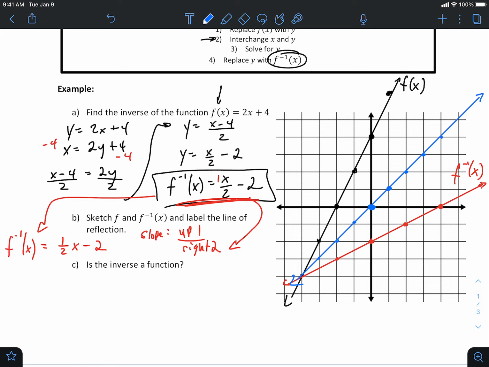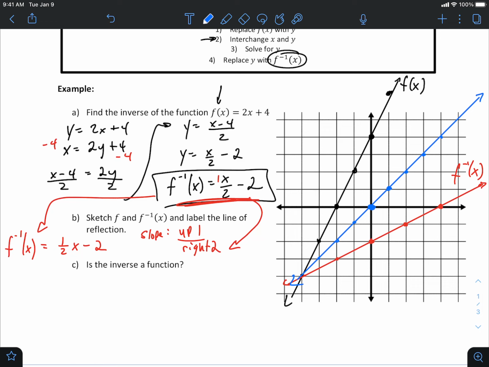All right? Does anybody have any questions so far? Just remember, there's always two parts of this, right? You're interchanging x and y, right? And then it's also a reflection in y equals x. Those are the two parts of this inverse conversation.